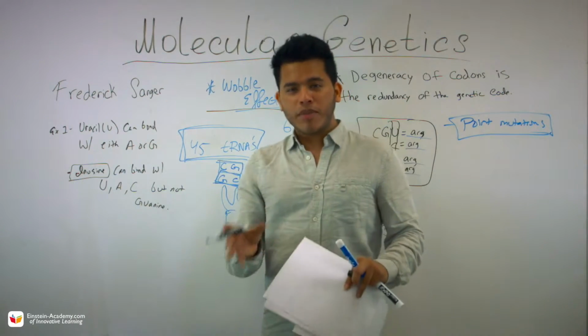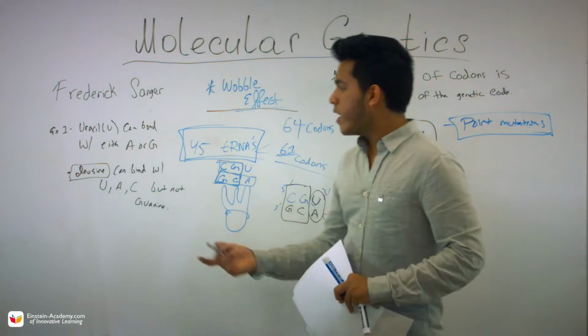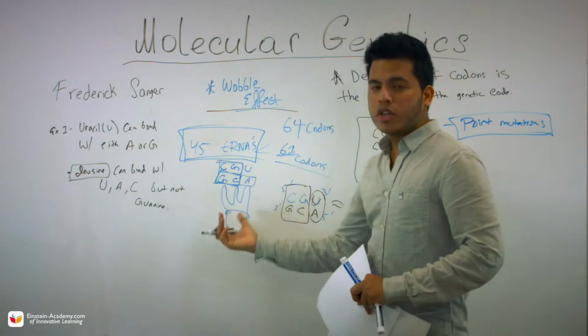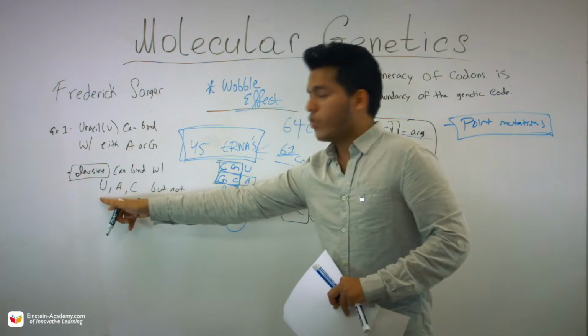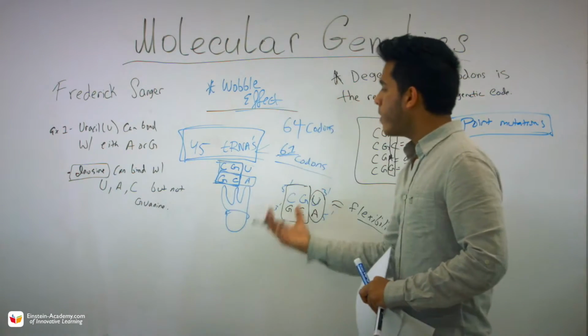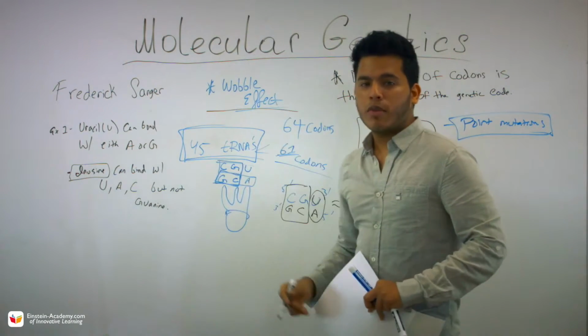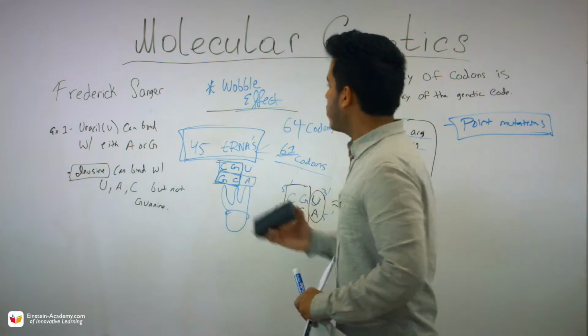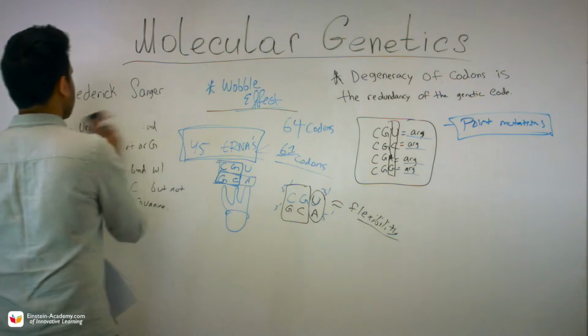Inosine is a chemically modified base of adenine, or adenosine, and it can recognize U or A or C, and you'll still have this one tRNA molecule recognizing either this or this or this, and it'll still bind on and transfer the amino acid onto the large subunit of the ribosome. So this is the Wobble effect right here.